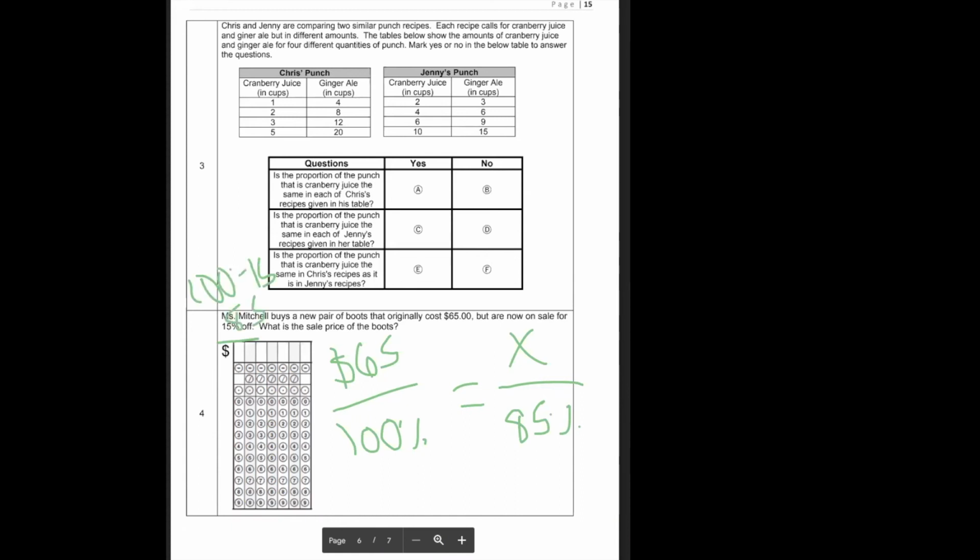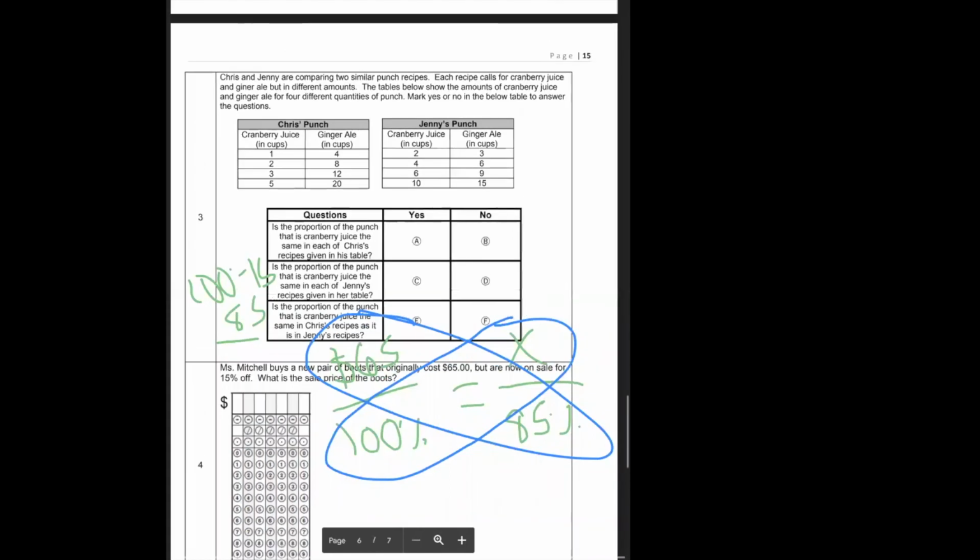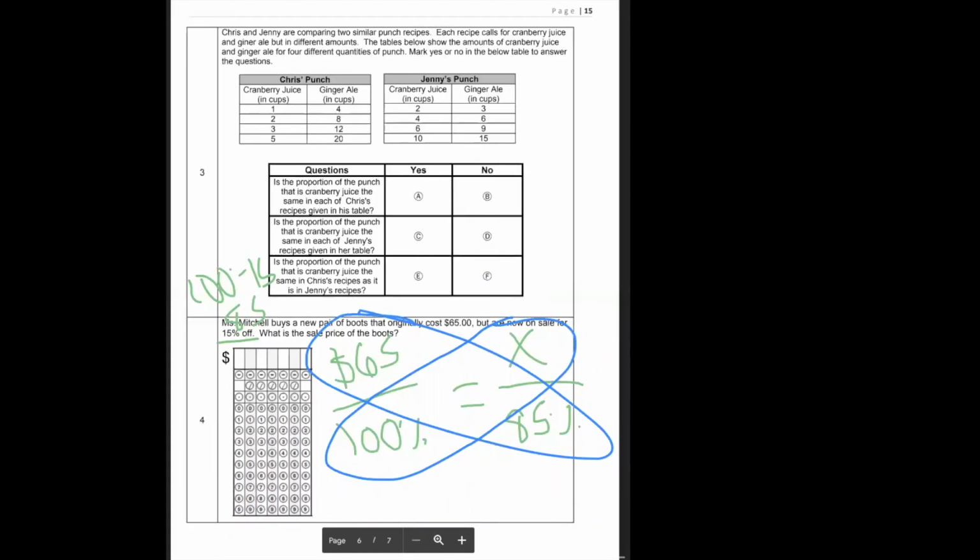So all we have to do now, like I've been saying, is cross multiply and divide. That's always the steps when you have proportions. So you end up getting 100x and 65 times 85. Feel free to do that in your calculator. You get 5525. You divide by 100 on both sides. And what do you get? The same thing. You get $55.25.